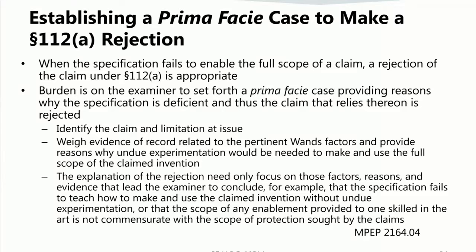The explanation of the rejection need only focus on those factors, reasons, and evidence that lead the examiner to conclude, for example, that the specification fails to teach how to make and use the claimed invention without undue experimentation, or that the scope of any enablement provided to one skilled in the art is not commensurate with the scope of protection sought by the claims.